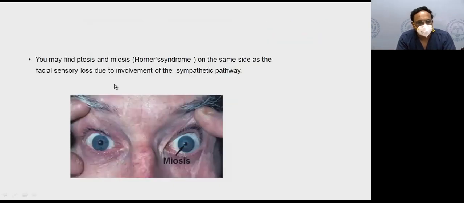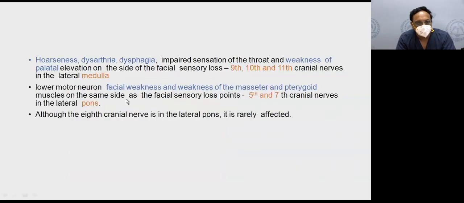So on this, we can know the patient can have a Horner syndrome. You can see miosis, anhidrosis, and also ptosis. So you can have a Horner syndrome whenever the patient is having involvement of the lateral side of the brainstem. According to the nerves, like 9, 10 and 11 involved, you can have hoarseness, dysarthria, dysphagia. Where the 5th and 7th are involved, you can have facial weakness corresponding to the 7th nerve, and weakness of masseter and pterygoid corresponding to the 5th nerve. If 5th and 7th are involved, it is pons. If 9 and 10 are involved, it is medulla. The 8th nerve is very rarely affected.